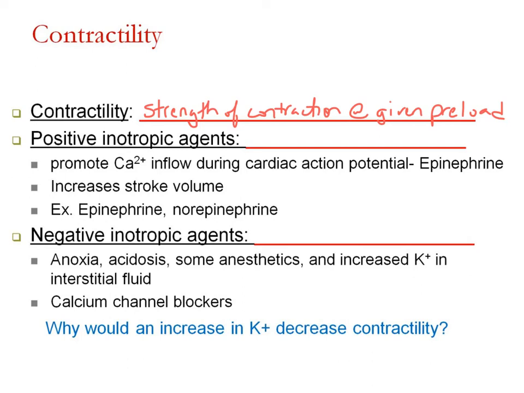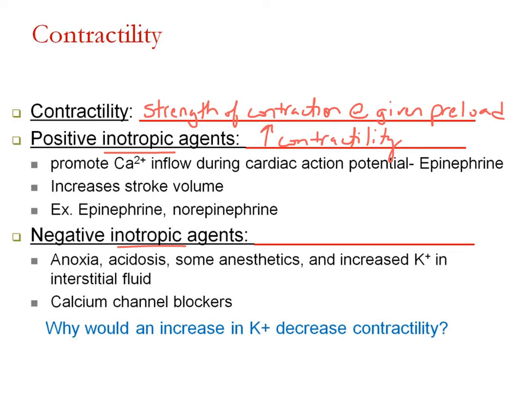And so there's two types of agents that can modulate contractility. There are positive and negative, what are called inotropic agents, okay? Positive inotropic agents, guess what they do to the contractility? They increase contractility. All right? So these agents, like epinephrine, can increase or help calcium inflow during the action potential.